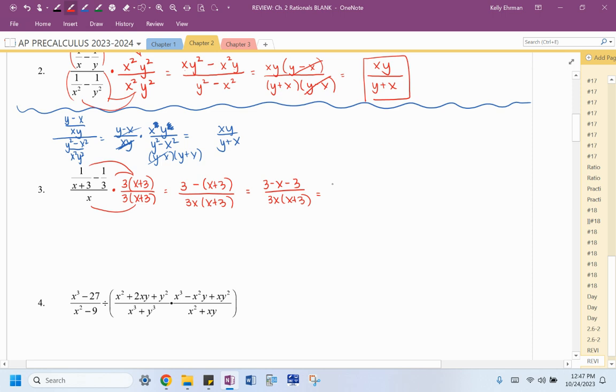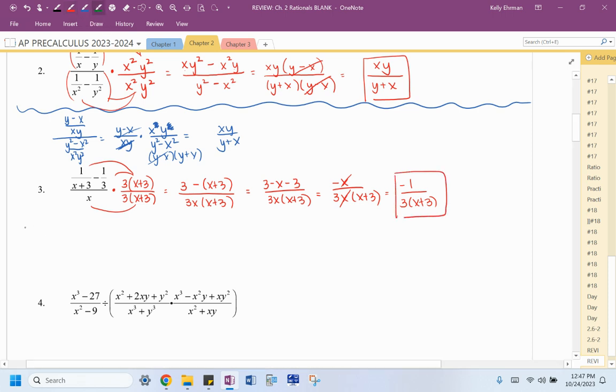The 3's would add up to 0. Negative x over 3x times x plus 3. Finally, this x is allowed to cancel with this one. That's because this x, the single x, is being multiplied. It's not being added to anything. Then that would be my final answer for number 3.